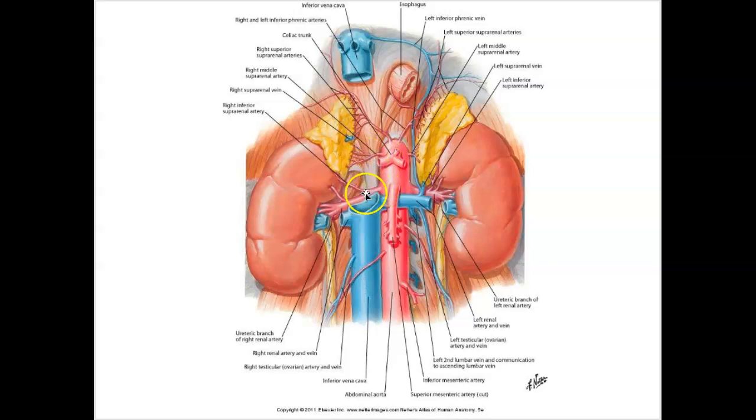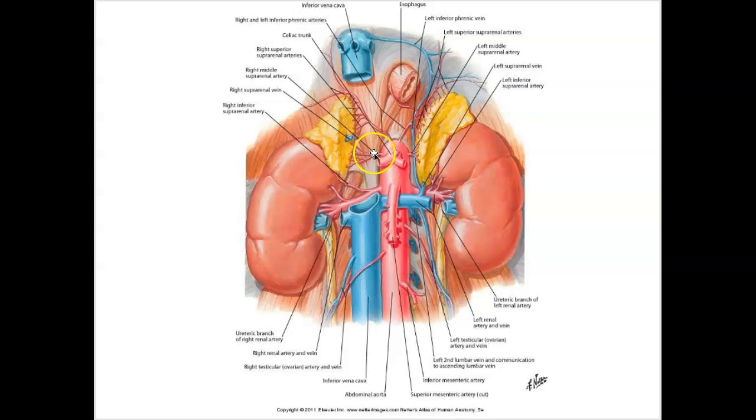The inferior suprarenal artery comes off of the renal artery, going to the bottom portion of the adrenal gland here. Here you can see the middle suprarenal artery coming directly off of the aorta, right by the celiac trunk, coming over to the adrenal gland.